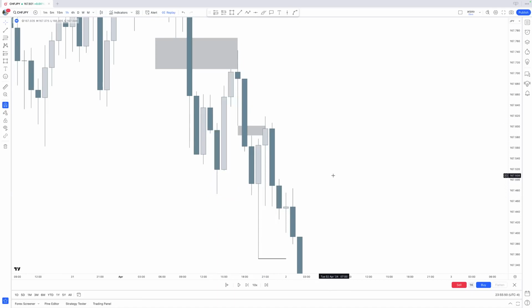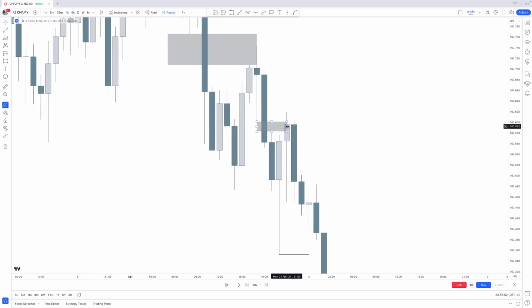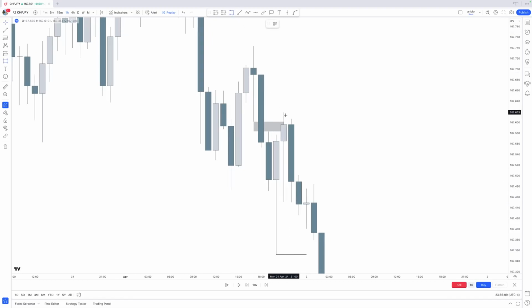I want new context. New context is found right here on the 1 hour. We have this 1 hour value gap, which we can continue lower from. What is the first discount array that we encounter? That swing low right there. So this area right there is where I want to look for my sharp turn if I do want to take an entry as well.